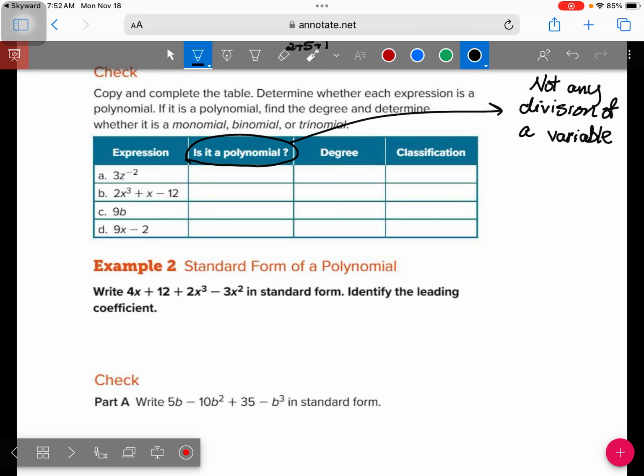Okay? So the first one says 3z to the negative second. That has to do with what we just dealt with. That z to the negative second, you can't have a negative exponent.